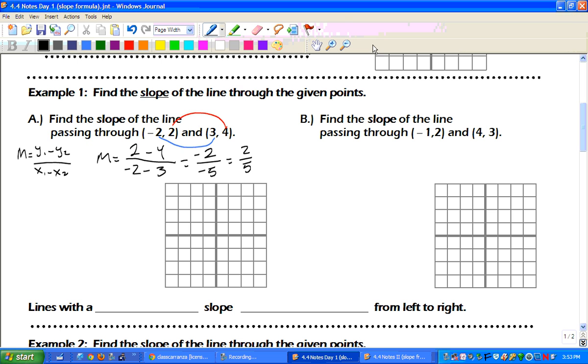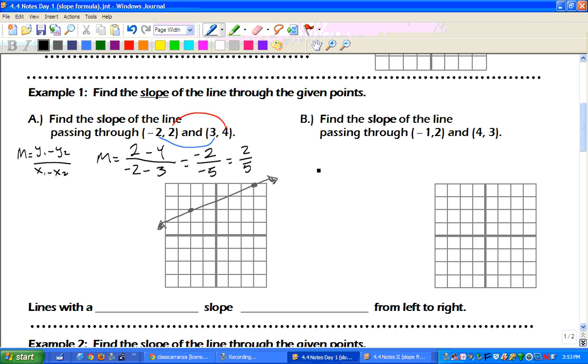Okay? Now, if we graph those 2 points, we've got -2, +2, and +3, +4. There's our line. Okay?